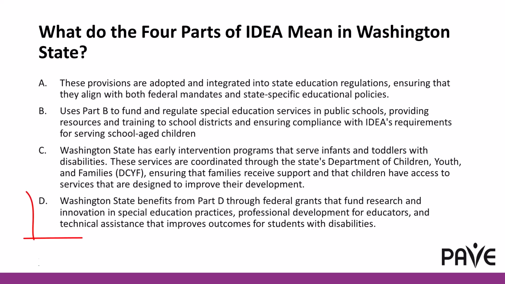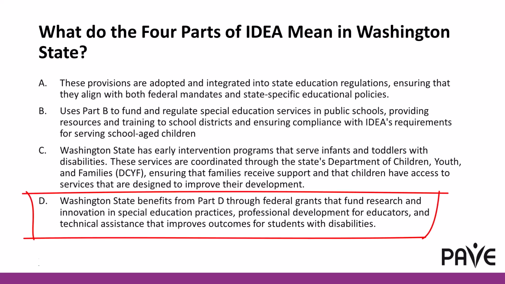For Part D, this part focuses on supporting research, demonstrations, technical assistance, and dissemination of information regarding special education. Washington State benefits from Part D through federal grants that fund research and innovation in special education practices, professional development for educators, and then technical assistance that improves outcomes for students with disabilities.